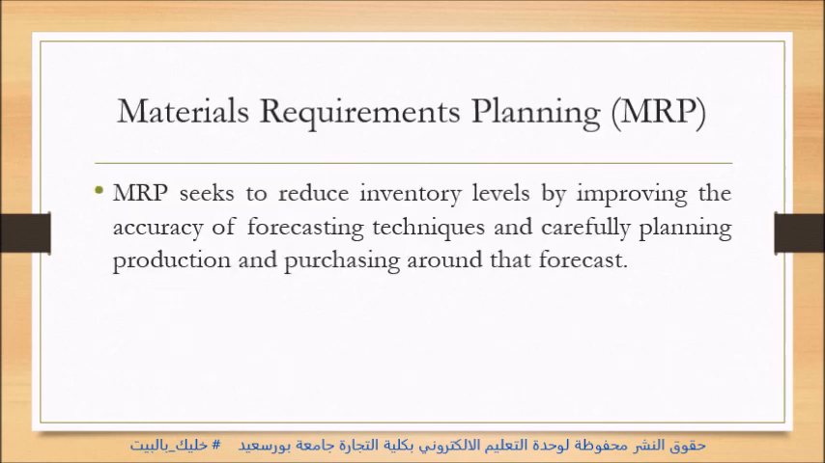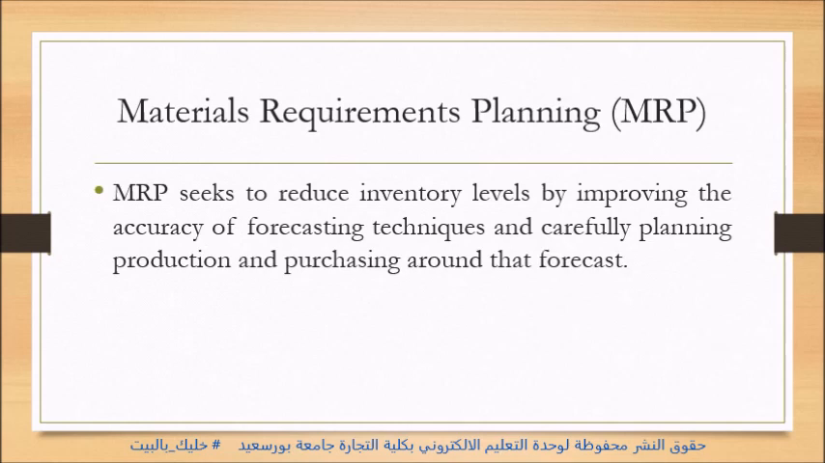The second approach is materials requirement planning, which seeks to reduce required inventory levels by improving the accuracy of forecasting techniques to better plan purchases to satisfy production needs. For example, the production planning department of a company using materials requirement planning would use sales forecasts to prepare a detailed schedule specifying the quantities of each finished product to manufacture in a specified time period, such as the next 3 months.